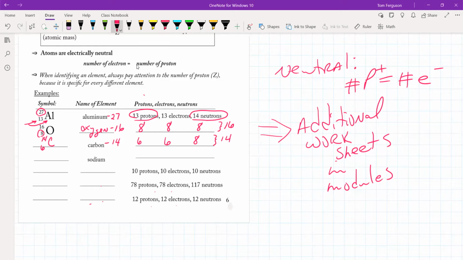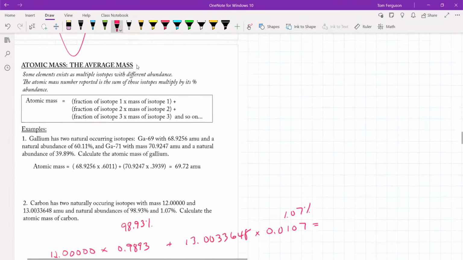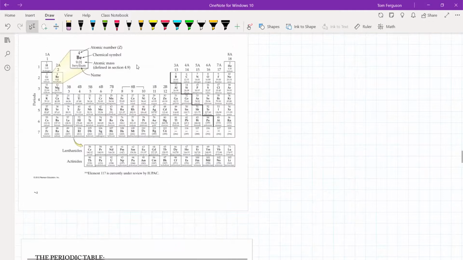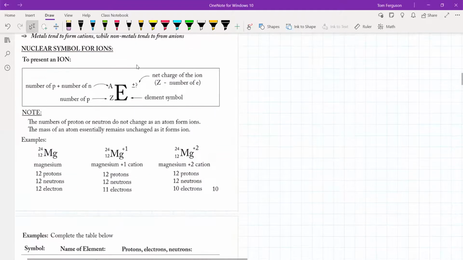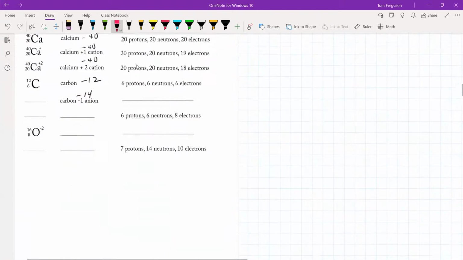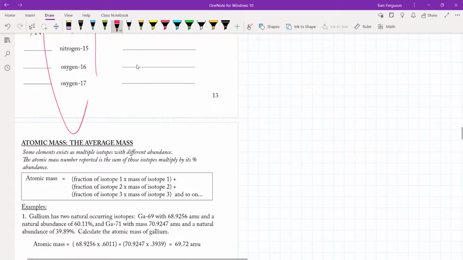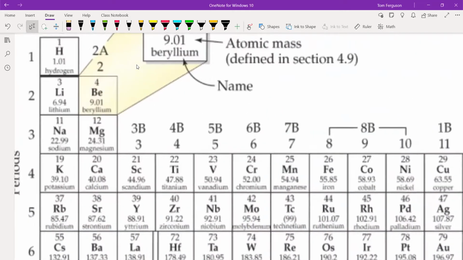Same with sodium. It doesn't specify what isotope. So let's choose one here. If we look at the periodic table here really quickly, let's choose sodium-23. And how many protons does sodium have? Again, from the periodic table. I should have a periodic table closer by. Okay, notice for sodium it's going to be 11.